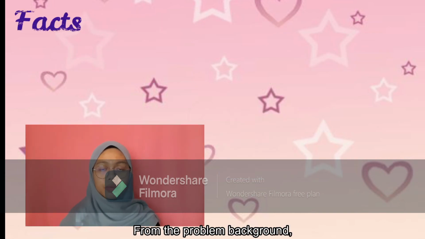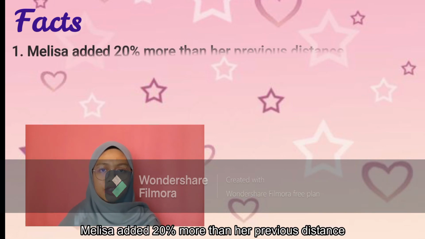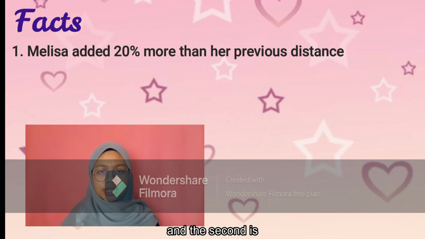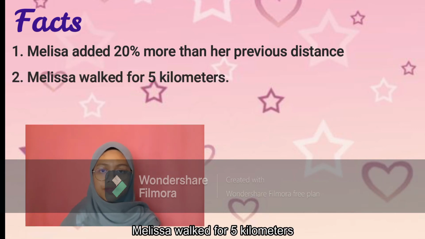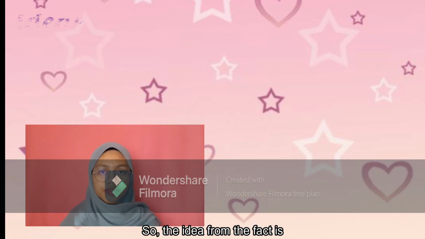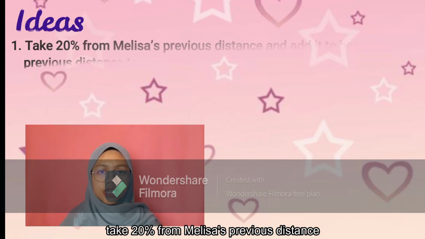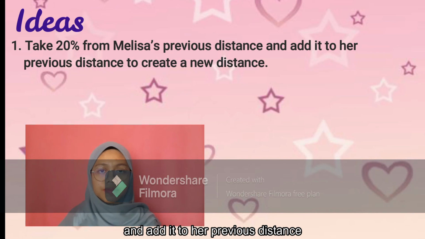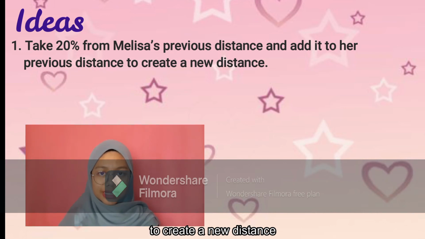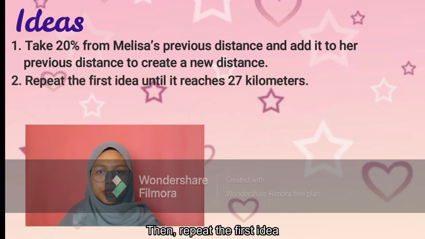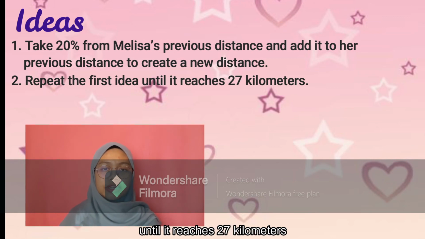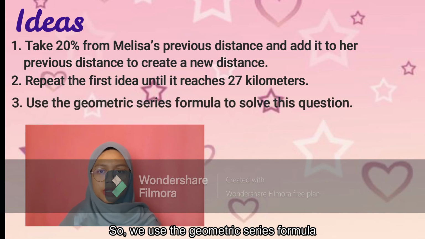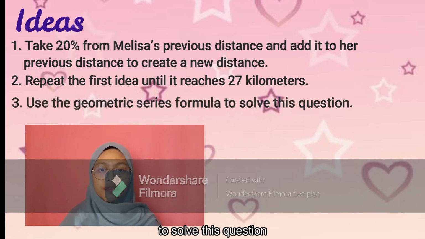From the problem background, we know that the fact is Melissa walks 20% more than her previous distance. And the second is Melissa walked for 5 kilometers. So the idea from the facts is take 20% from Melissa's previous distance and add it to her previous distance to create a new distance. Then repeat the first idea until it reaches 27 kilometers. So we use the geometric series formula to solve this question.